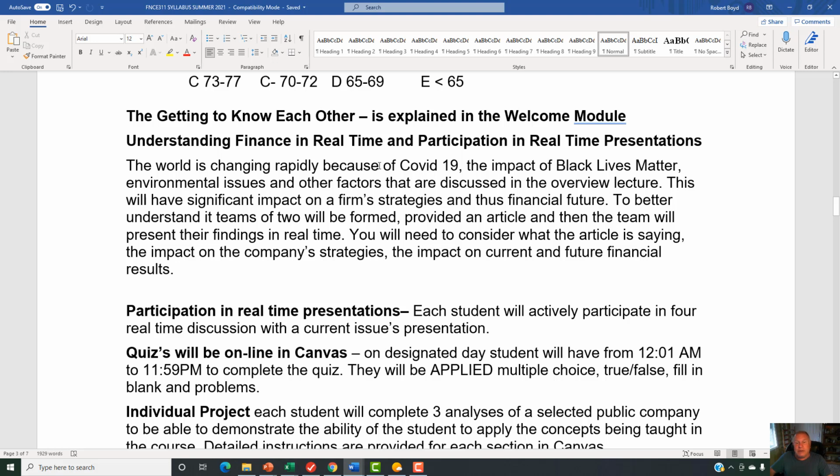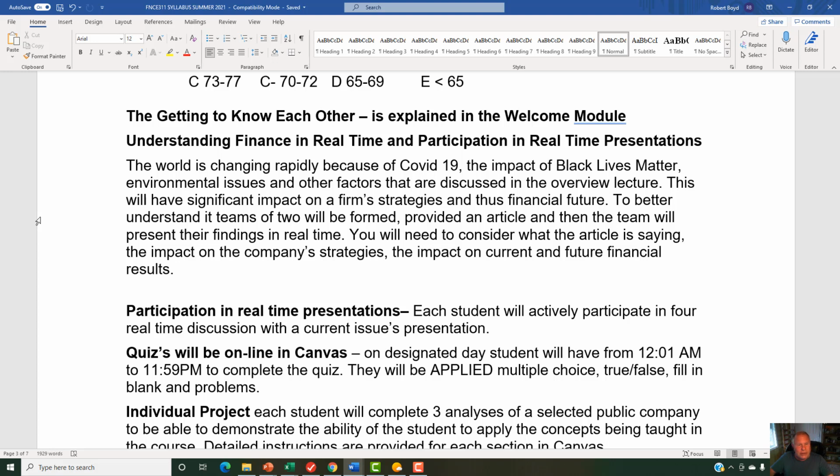Understanding finance in real time and participation in real time. Finance is a living, breathing functionality. The world is changing rapidly because of COVID-19, the long-term impact of that, the impact of Black Lives Matter, environmental issues, and other factors that are discussed in the overview lecture. This is going to have a significant impact on the firm's strategy and thus their financial future.